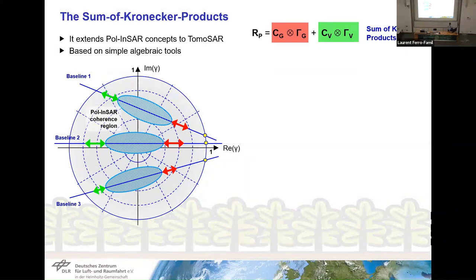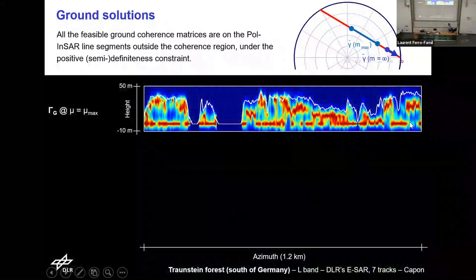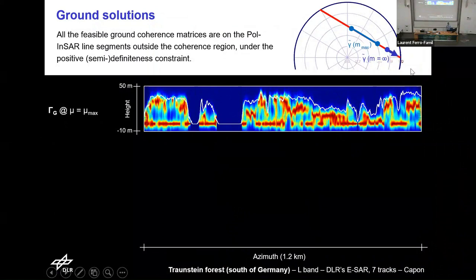And the question is, how do they look? Of course, you have an ambiguity, because this separation is ambiguous. It doesn't matter how many baselines you have. You can have one baseline or many baselines, but you have an ambiguity. So for this separation problem, you have many solutions, which means you have a segment of solutions.